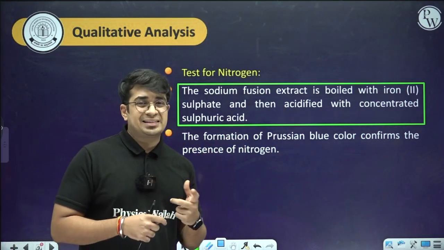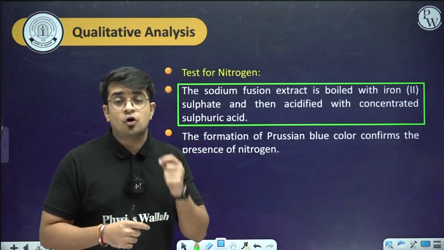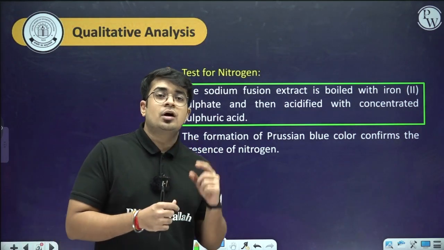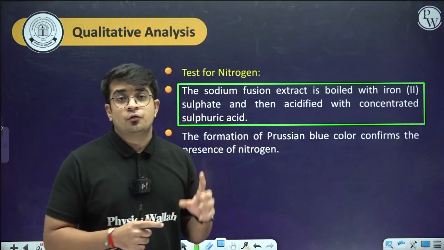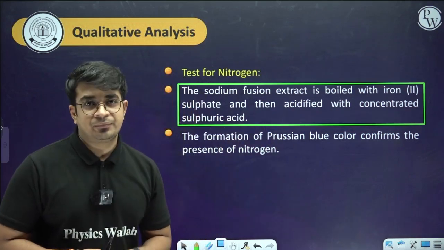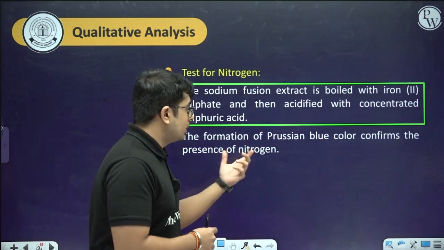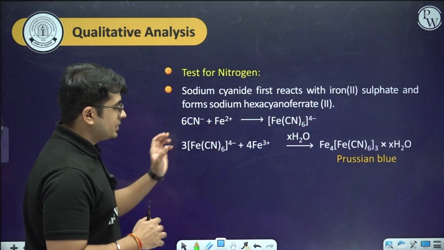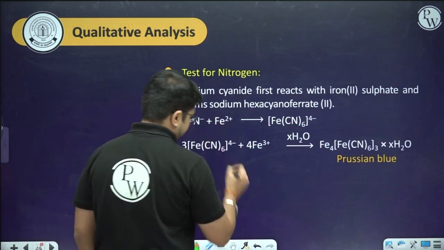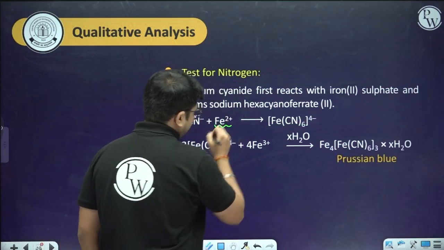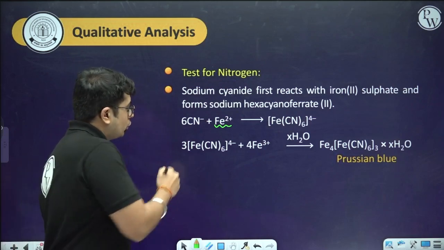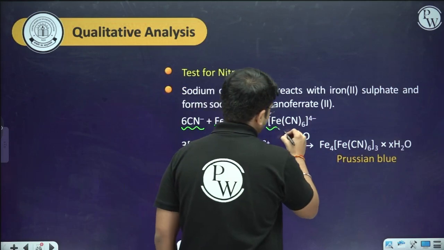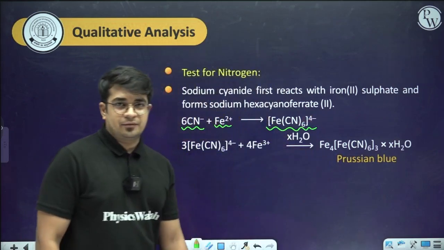Prussian blue complex is a highly specific complex, which is only going to be present when we combine Fe3+ ion with a ferrocyanide ion. So that combination confirms the presence of nitrogen. What happens in the reaction? Let me tell you. First of all, we are taking Fe2+ from iron sulfate. It's going to react with CN- to convert the entire part into [Fe(CN)6]4-.